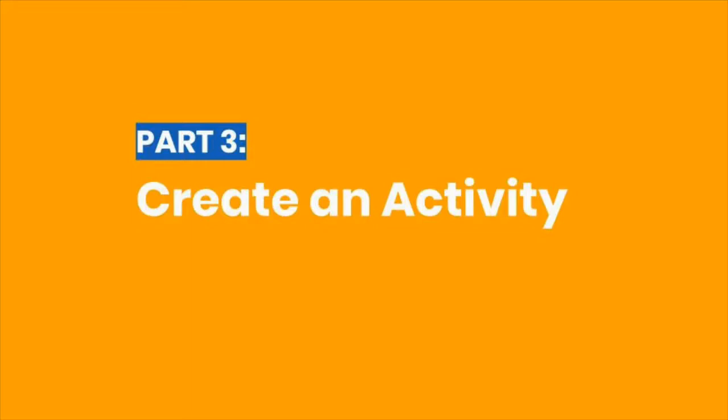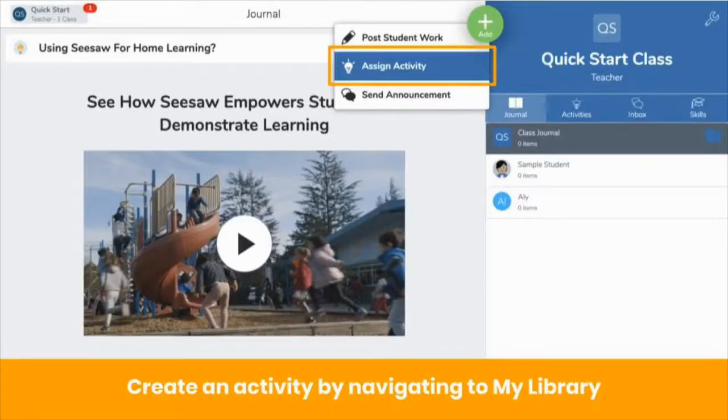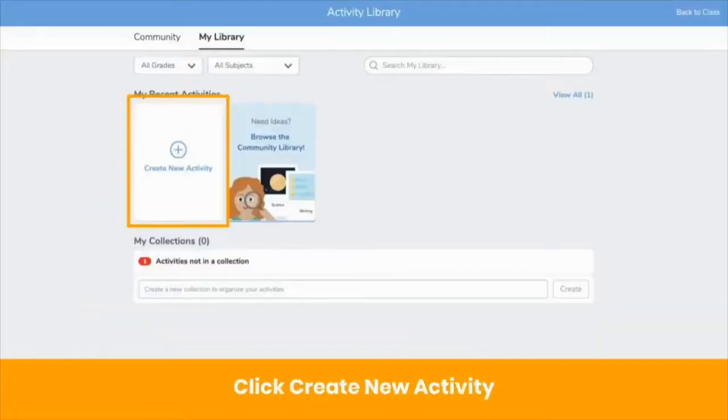Now the exciting stuff. Create your own activities. The most effective Seesaw activities we've seen always include the following components. Your goal: include as many of these components as you can in your activities. Create an activity by heading to My Library. Remember, get there by clicking the green Add button, then Assign Activity. Once you're in My Library, click Create New Activity.